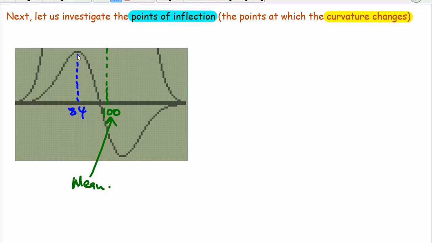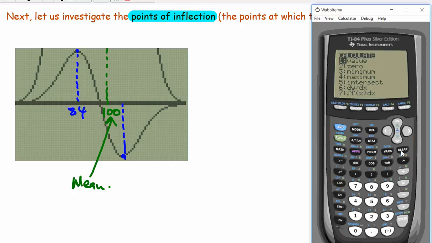Okay, all right. We want to find what this point is, the other point of inflection. Just want to make it clear. Somewhere here. So the other point of inflection we can investigate. Second calc. That's a minimum one. So left bound somewhere there. Right bound somewhere there. And you can see that's 116.